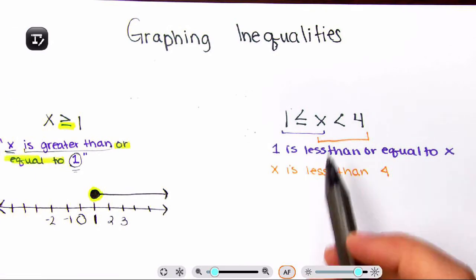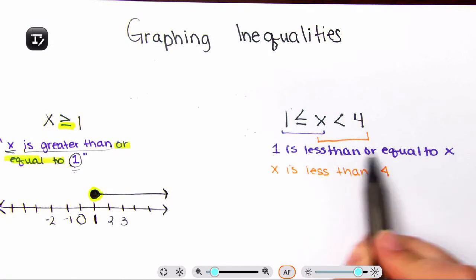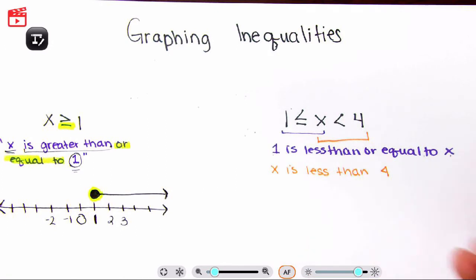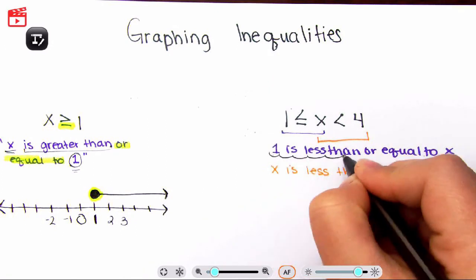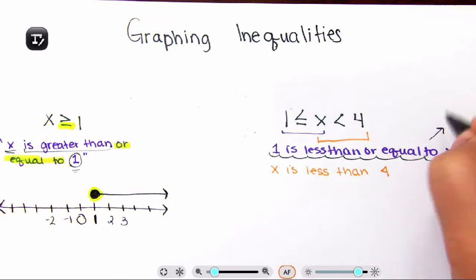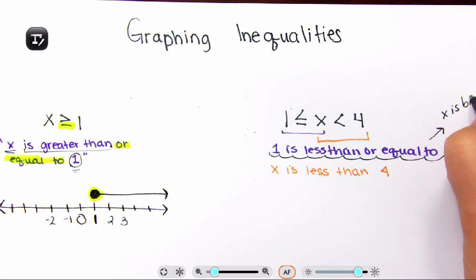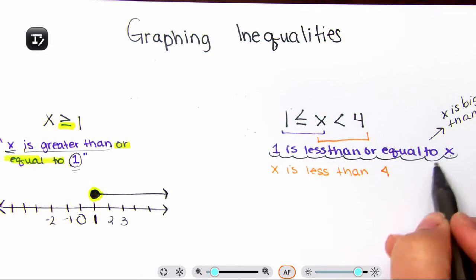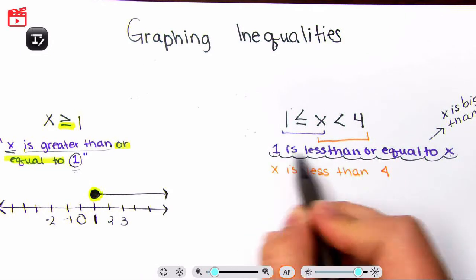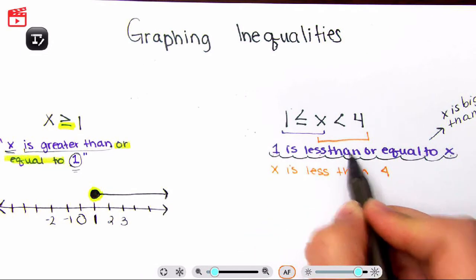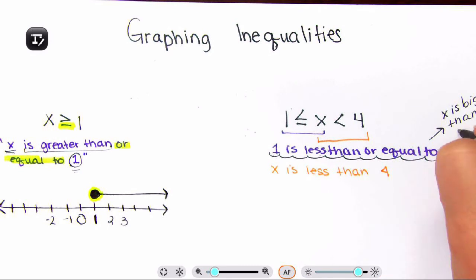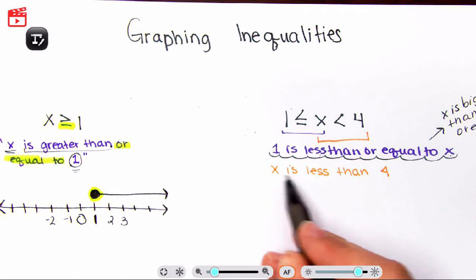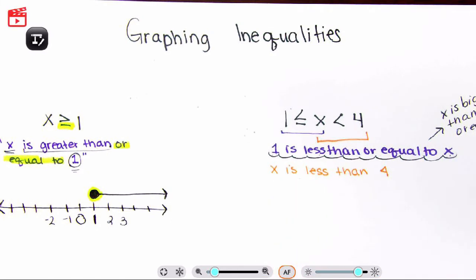So let's read this again. I have 1 is less than or equal to x. This one right here means x is bigger than 1, because we know whatever value x is, 1 is less than or equal to it. And then here we have x is less than 4.